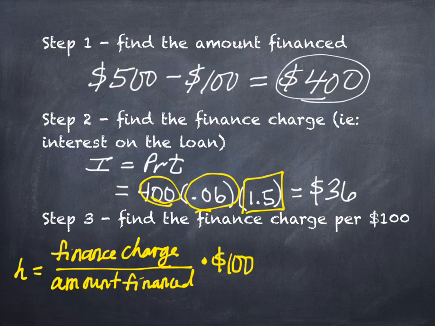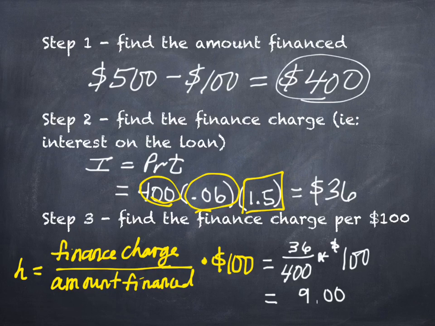All right, so on this particular one, what was my finance charge? 36. What is my amount financed? 400. That's part A, or step 1. And then I'm going to multiply that by $100. So 36 divided by 400 times 100. What do you get? 9. It's exactly 9. Often not going to be exactly 9. Let's just put 9.00 just for the moment so we recognize that.